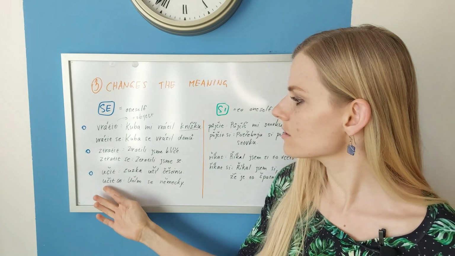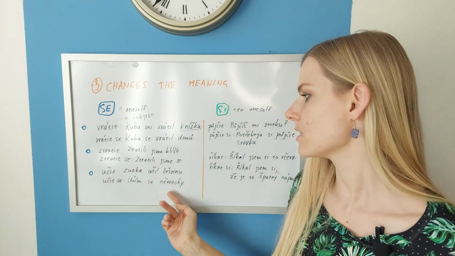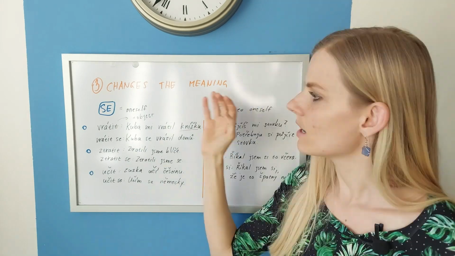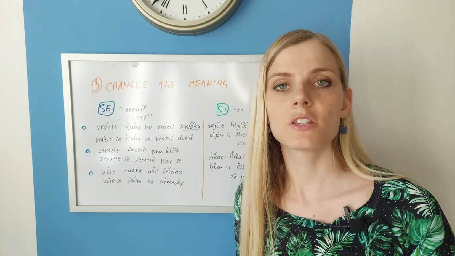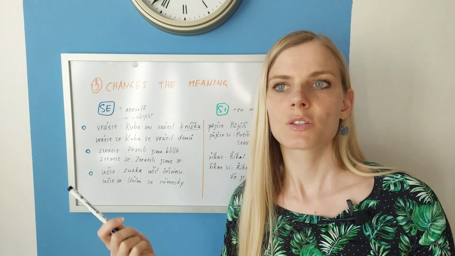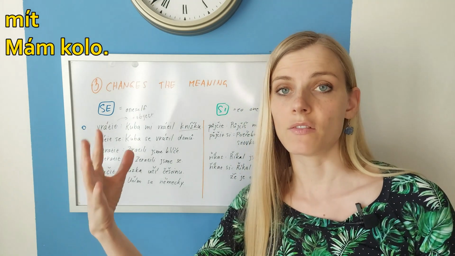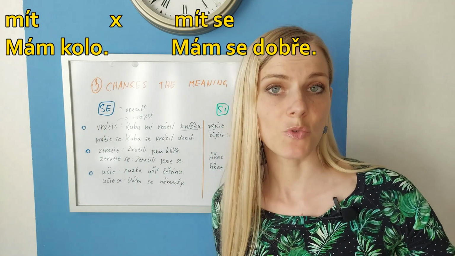Učit se means to learn or study. And what it means literally is to teach yourself. Učím se německy. I am learning German. I am teaching myself German. And again, there are more examples. I'm sure you know the difference between mít, to have, and mít se, to speak about your emotional state. Mám kolo, I have a bicycle, versus mám se dobře, I'm good, I'm well.